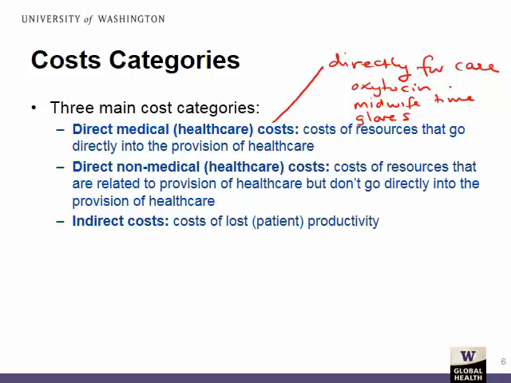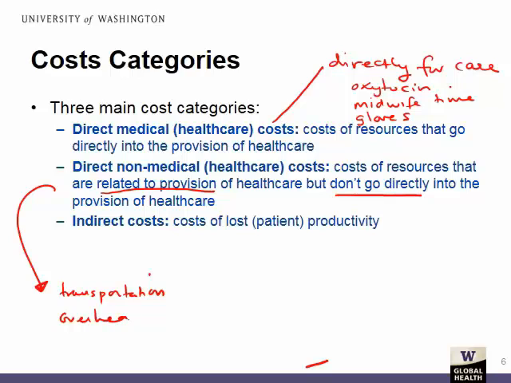Direct non-medical costs are costs of resources that are related to the provision of care, but do not go directly into the provision of healthcare. And examples of direct non-medical costs, going on with our example of a woman who goes to the hospital to deliver, include things like her transportation to the hospital, and things like overhead and utilities for the hospital for her delivery, because she's going to need water and electricity to be on in the delivery suite, and other things like that.